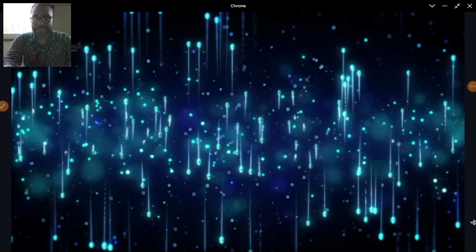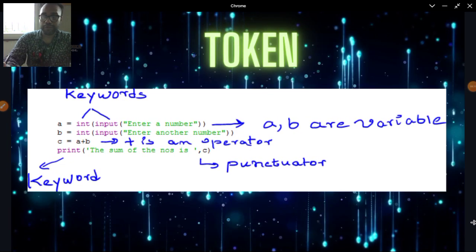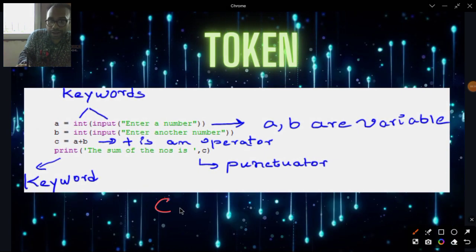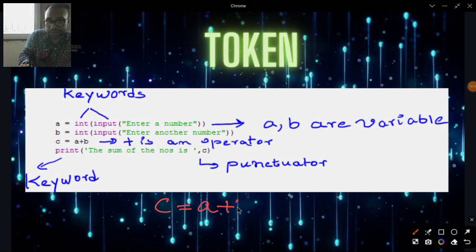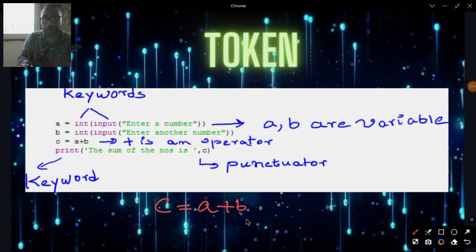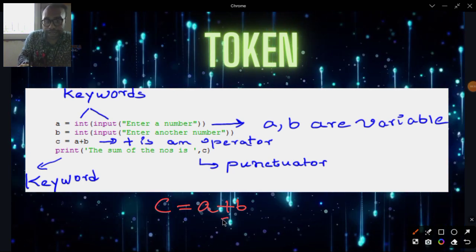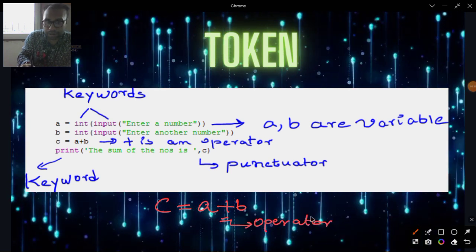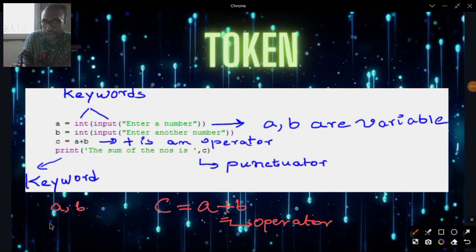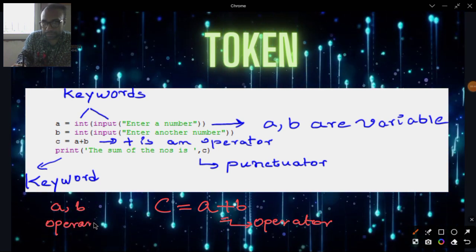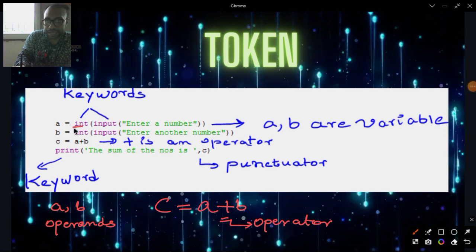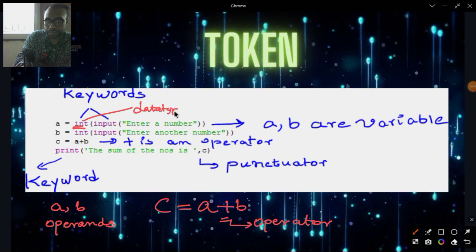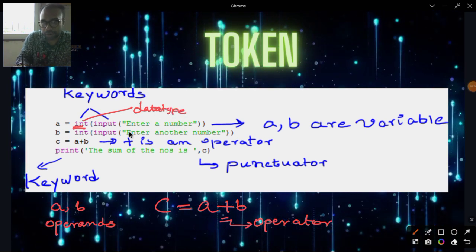I have given a sample program in front of you. See, it's a program to add a number. In it, if I write C equals A plus B, what is happening here? This plus is an operator, and A and B are operands. Further, you see in the example I have given, int is a data type, which is a keyword. Input again is a keyword.